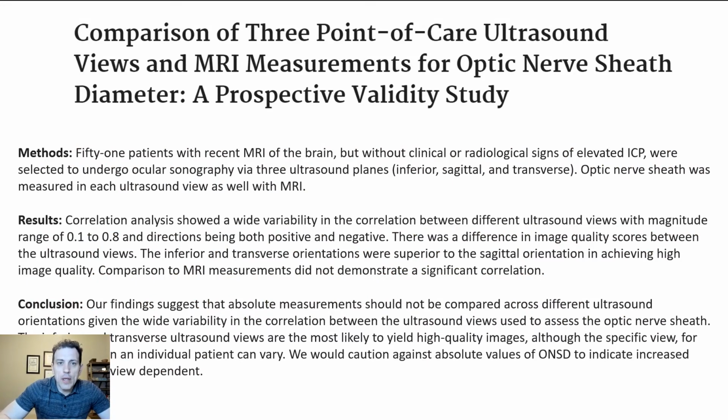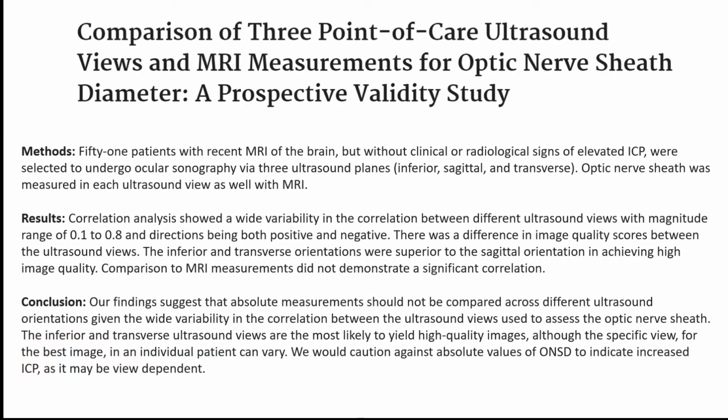Lastly, let's take a look at this particular paper. This was interesting, and again it gives us some different information and some things we can learn from it. This was a comparison of 3 point of care ultrasound views. They looked at the optic nerve sheath in the inferior, sagittal, and transverse planes, and they compared that to MRI.